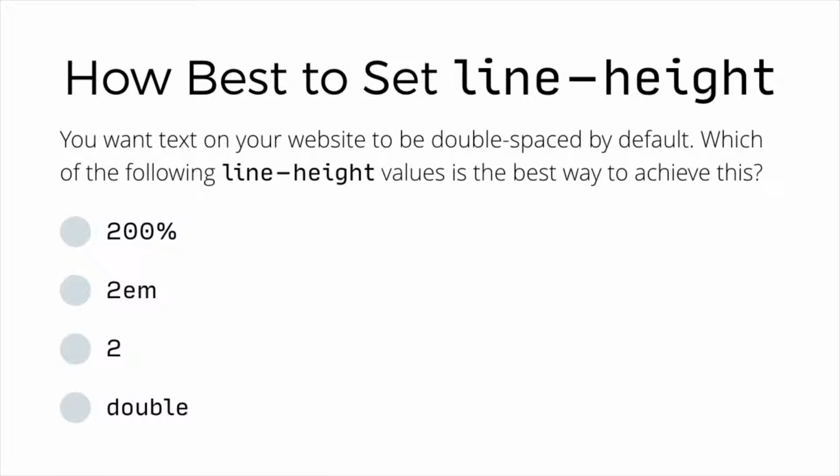How best to set line height? So hopefully this is an easy one for anyone who does text styling on a regular basis with CSS. We're looking for double-spaced text on our page, and there's 4 ways to do it. Which is the best one? Can I get everyone to raise their hands? Everyone. So take a second, read the question, pick your answer, and when you're happy with the answer you've got, lower your hand.